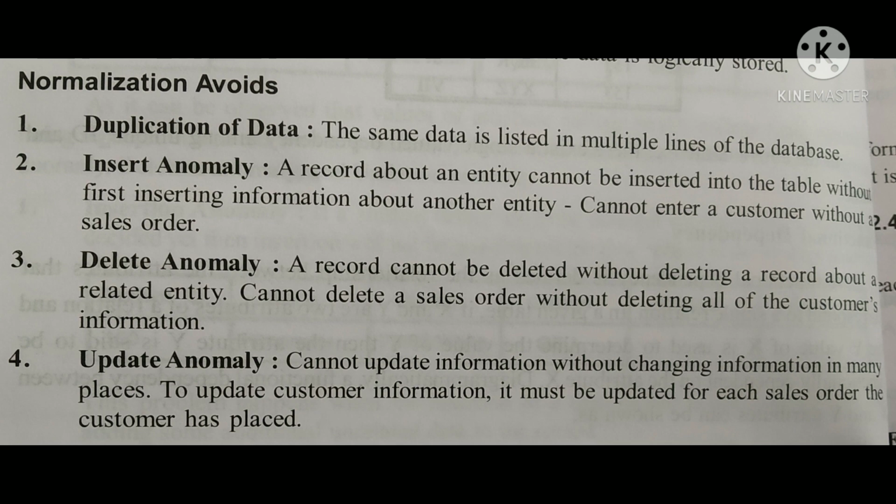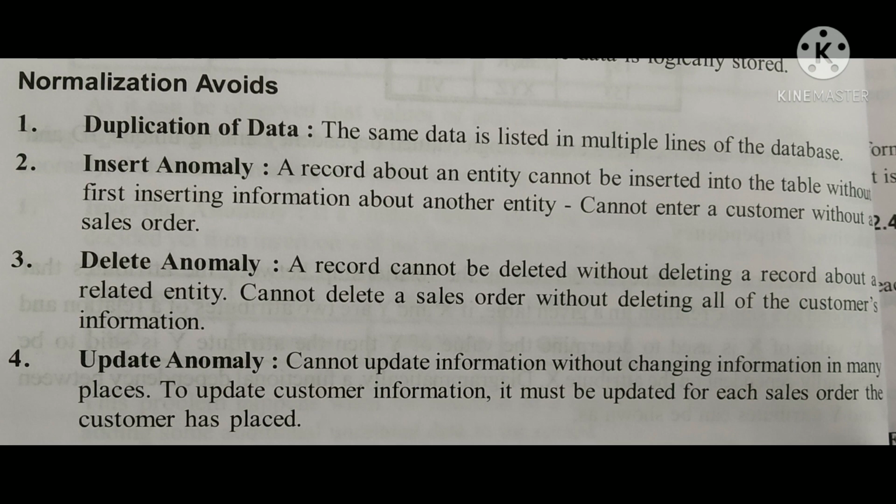Cannot update information without changing information in many places. In this fourth one, the customer information, that is the update anomaly, you cannot update information without changing the information in many places. To update customer information, it must be updated for each sales order the customer has placed. These basic four points are what normalization avoids.